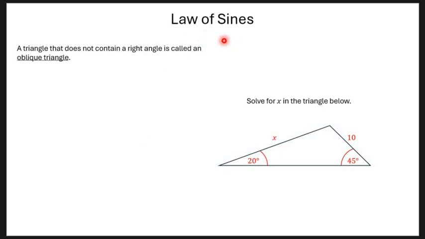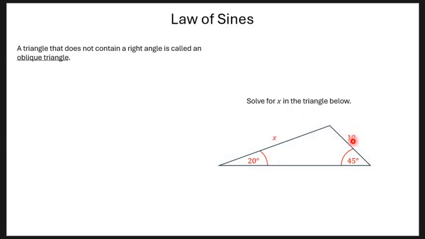Law of sines. A triangle that does not contain a right angle is called an oblique triangle. Here we have an oblique triangle with two angles given, and also we have the side across from one of the given angles, and we're asked to find the length of the side across from the other given angle. That's the value of x that we're asked to solve for.